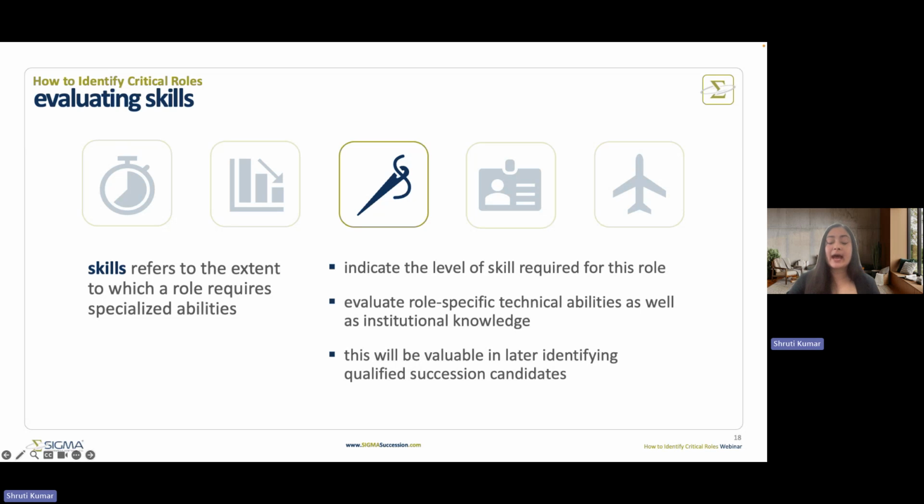Now, keep in mind that having a better understanding of the level of skills and knowledge that is necessary for a role is important beyond identifying critical roles, because you would use this information throughout your succession process. When you're nominating those qualified succession candidates, when you're identifying skill gaps and setting development goals for them, and if you need to recruit from outside of the organization, this becomes relevant then as well.